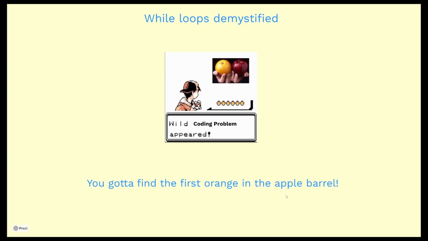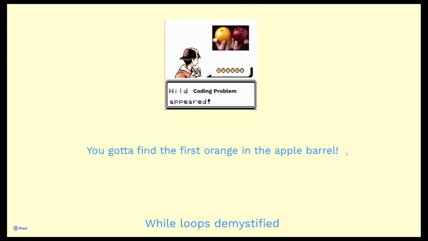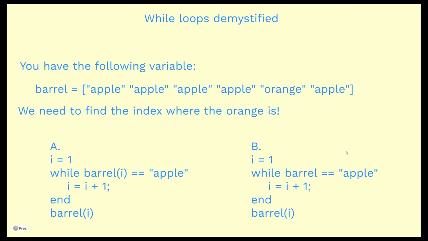Alright, so we have a coding problem. We have to find the first orange in the apple barrel. Alright, let's say we have some sort of array that looks like this: apple, apple, apple, apple, orange, apple. So, is it option A or is it option B? I'll give you some time to think about this.